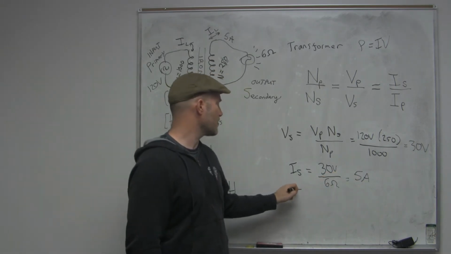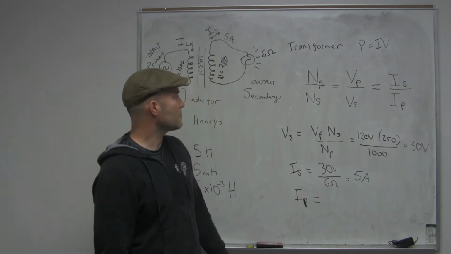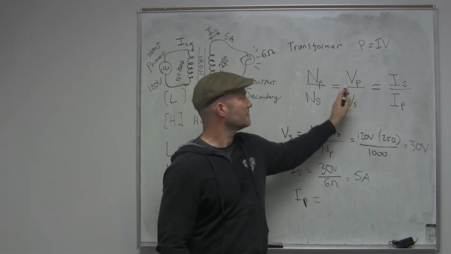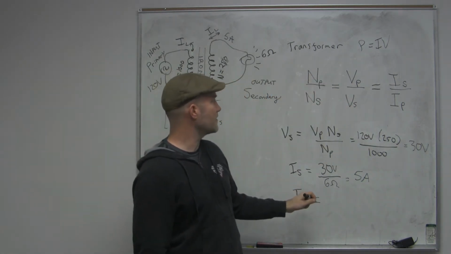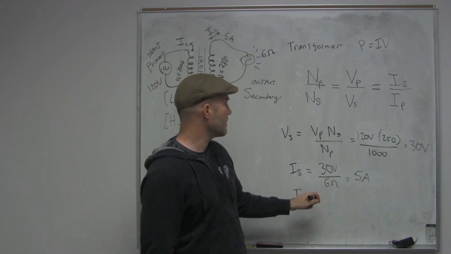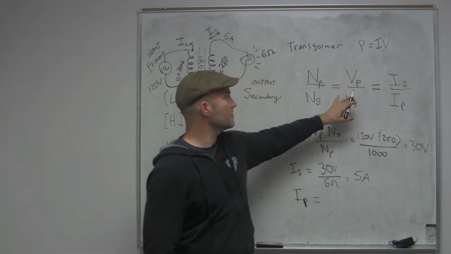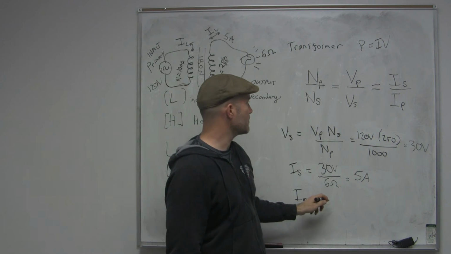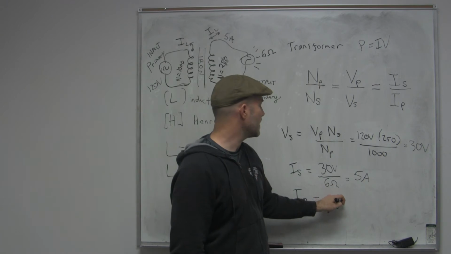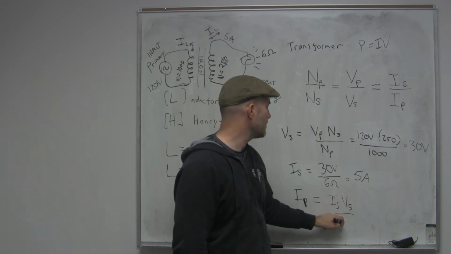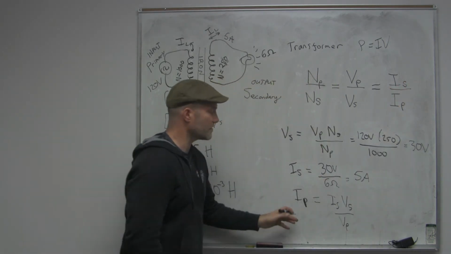So, to find the current on the primary, here's what we'll do. We can arrange this to solve for that using the number of turns or the voltage. I'm going to say the current on the primary is equal to, and I can do it like this if I want. Let's just use the voltages since those are known. So the current on the primary is equal to the current on the secondary multiplied by the voltage on the secondary divided by the voltage on the primary. So I rearrange this portion to solve for the current on the primary, and I get this.